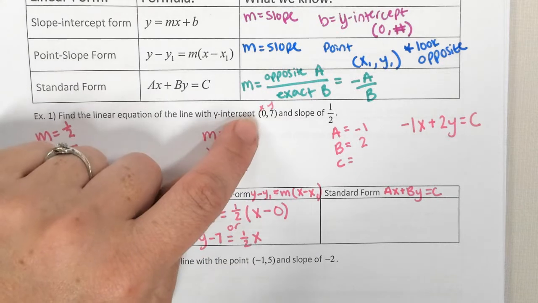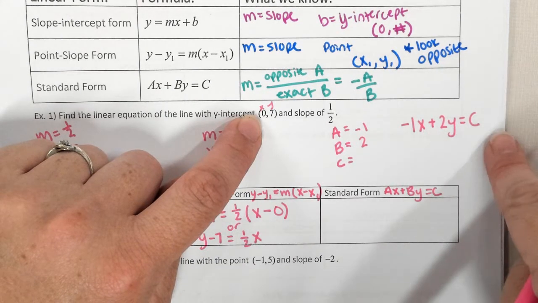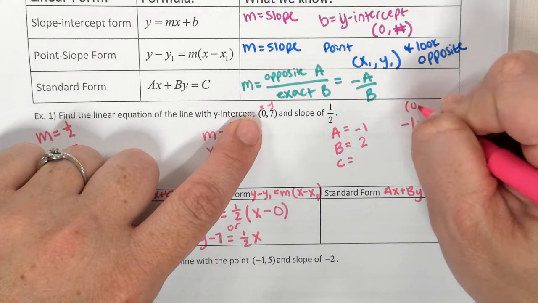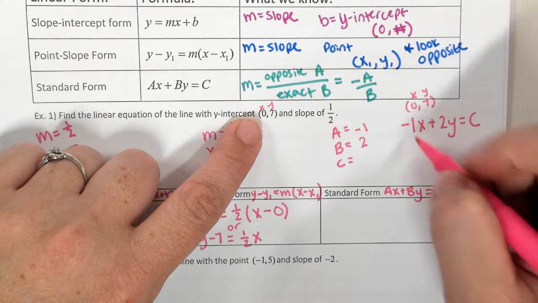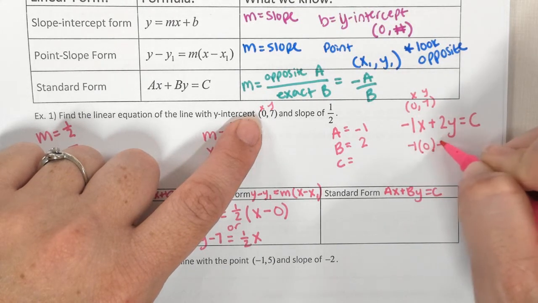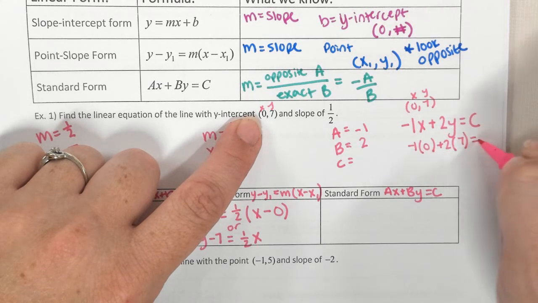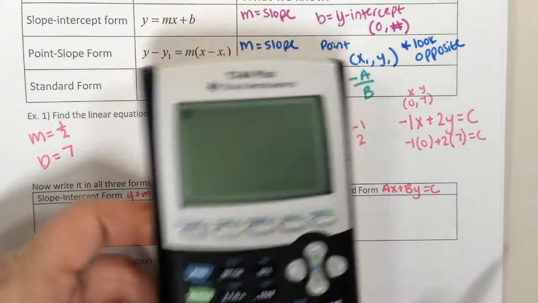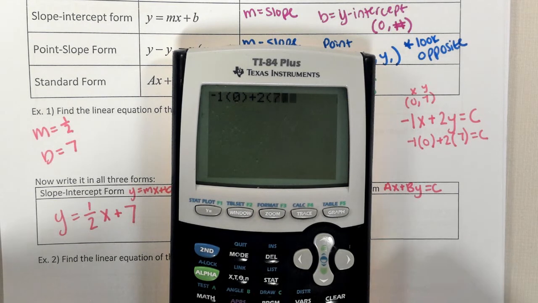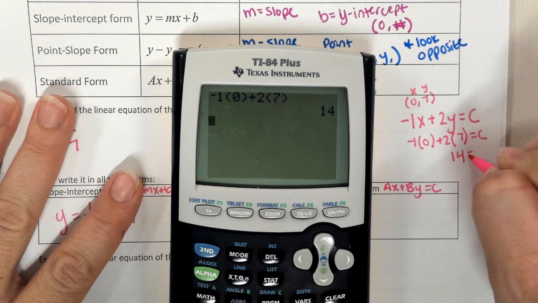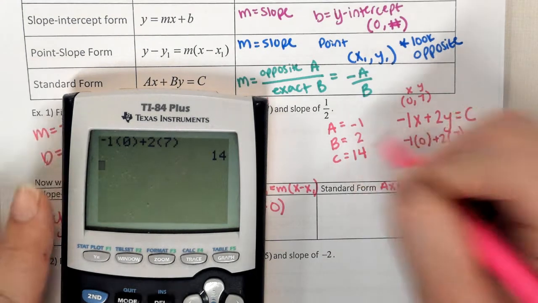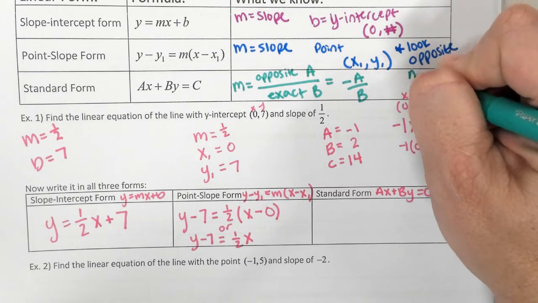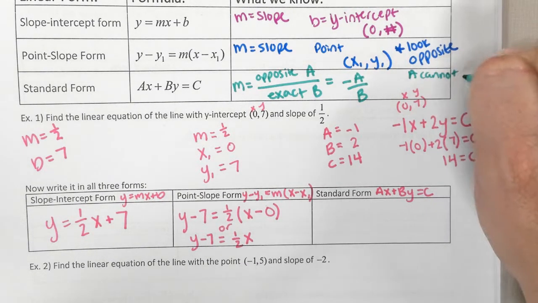Well, do I know a point, an xy point that I could plug in to solve for C? Yeah, because if that point is on that line, then it's going to give me the correct number. So I'm going to plug in my point, my x, y. So negative 1 times x plus 2 times y is 7 equals C. And then your calculator, negative 1 times 0 plus 2 times 7 gives me 14. So I know C is 14. But before we write it, one thing I need you to know is that A cannot be negative.